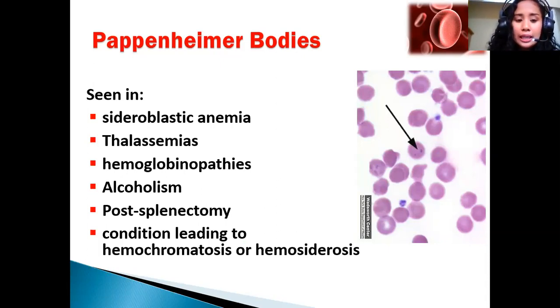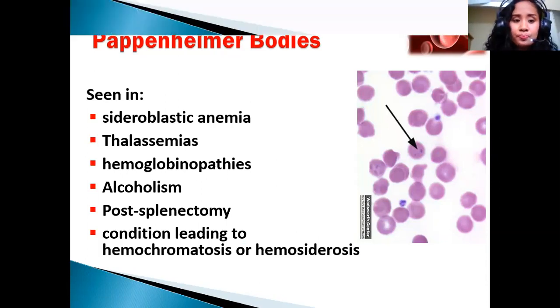And class, you can see it in thalassemias or hemoglobinopathies, alcoholism, the removal of spleen, and conditions leading to hemochromatosis or hemosiderosis. So itong mga hemosiderosis and hemochromatosis, there is increased accumulation of iron.